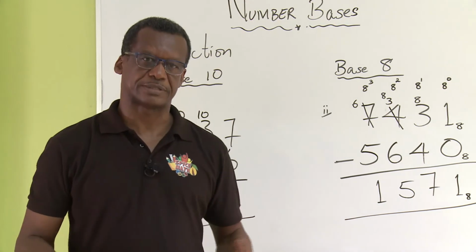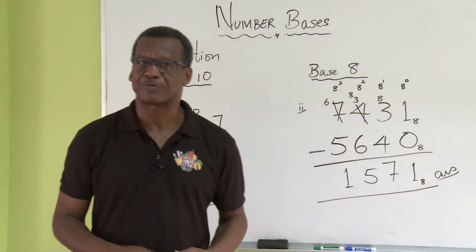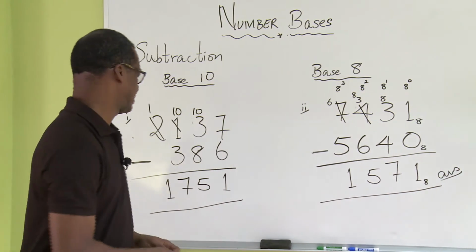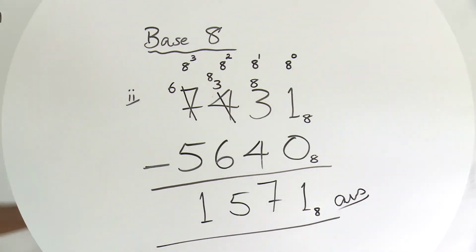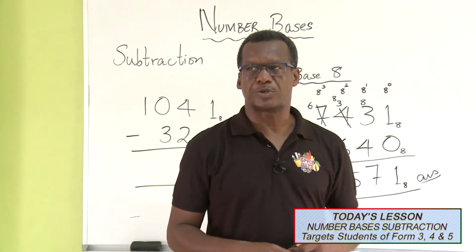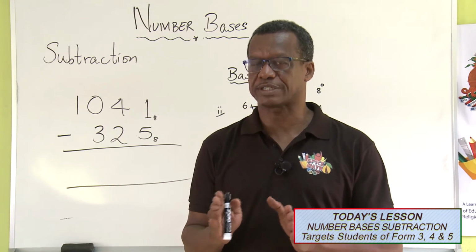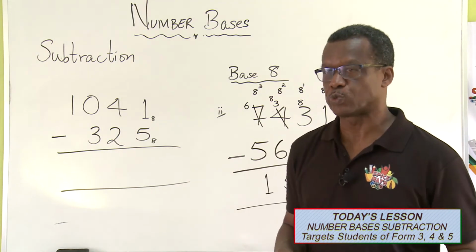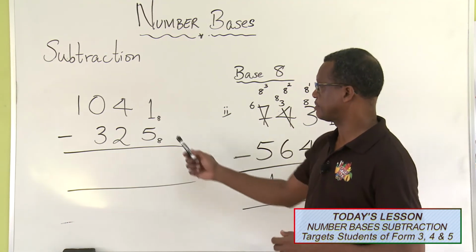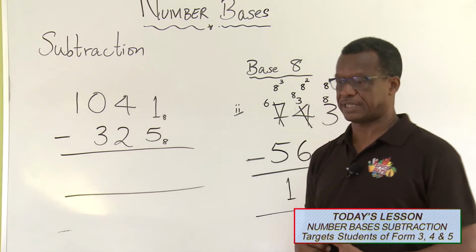Now let's see if we can try another one in base 8, just to ensure that you grasp the principle of regrouping in a different base. Very well. So now we can continue, and we want to look at this example. We would like to take this slowly so you could understand the principle of working in base 8. Let's look at example number 2. 1041 base 8, subtract 325 base 8. Let's subtract.